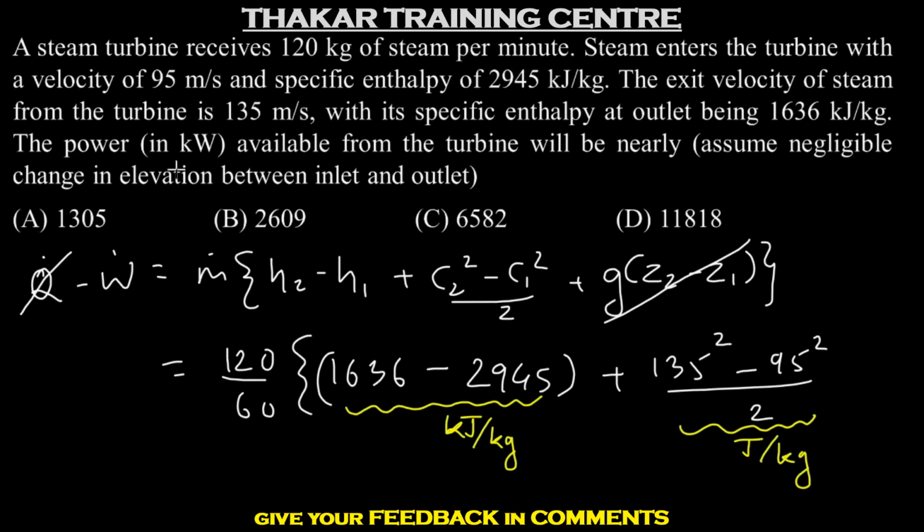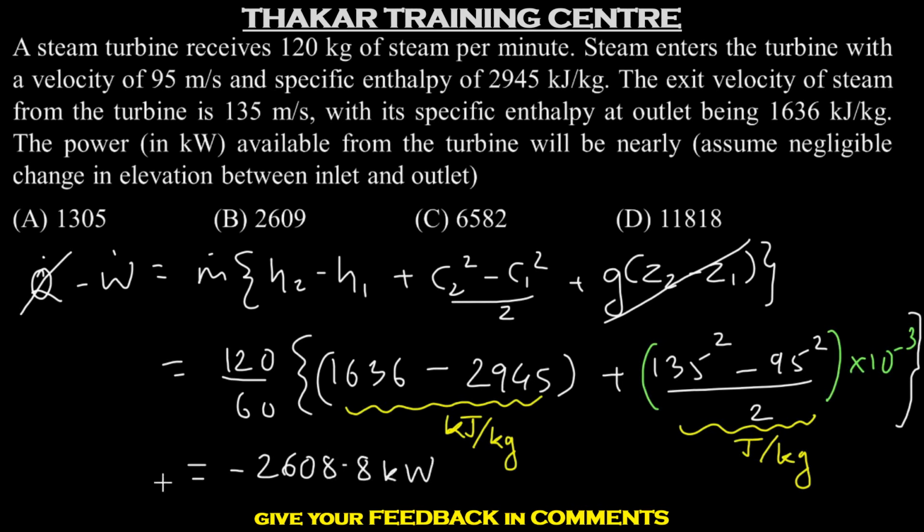Now here we have to find out the answer in kilowatt. So kilojoule unit will be preferred. So we'll convert this to kilojoule. So we'll multiply this term with a factor of 10 raised to minus 3. And then we can close the bracket. So we get this as minus 2608.8 and it will be in kilowatt. So we get minus W dot equal to minus 2608.8 kilowatt.